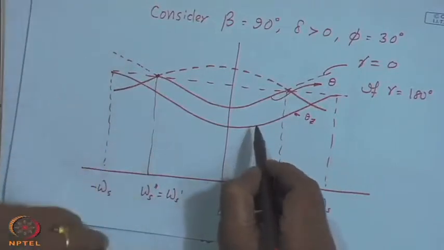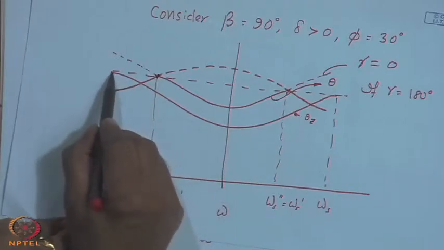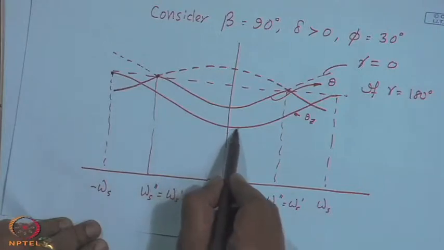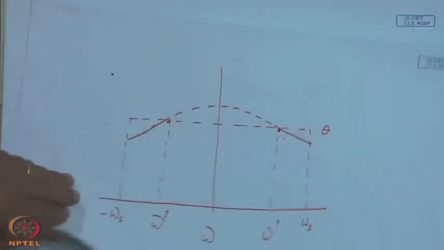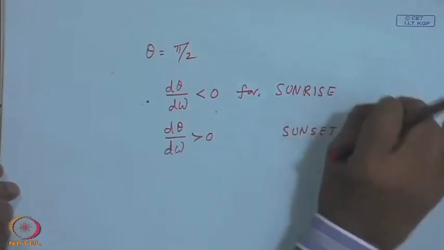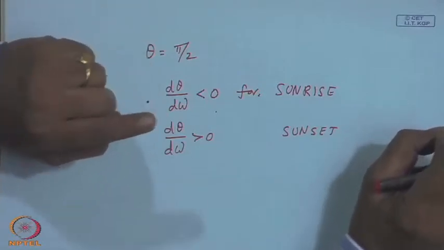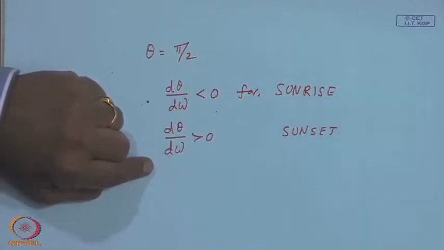If you look at a normal horizontal surface or a south facing surface, this is your theta equal to pi by 2, and theta is becoming smaller. So d theta d omega is negative, and then again this is increasing and it will continue to increase, or the slope is higher at the sunset. So mathematically we will define that sunrise and sunset are not only just theta equal to pi by 2, but the gradient d theta d omega is negative if I want to call it sunrise, and d theta d omega should be positive if I want to call it sunset.